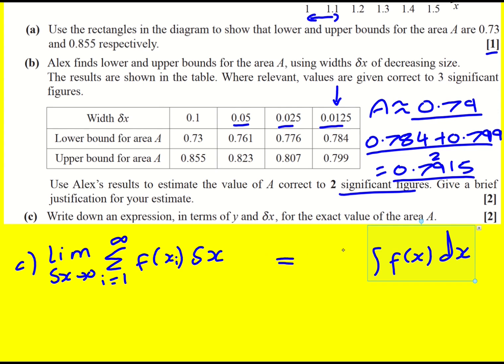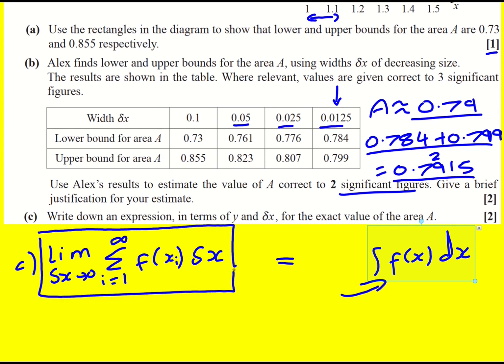And then that actually becomes this thing over here. But this is what is wanted now. Although I say that, it does say in terms of y, so I should probably change f of x_i to y_i.